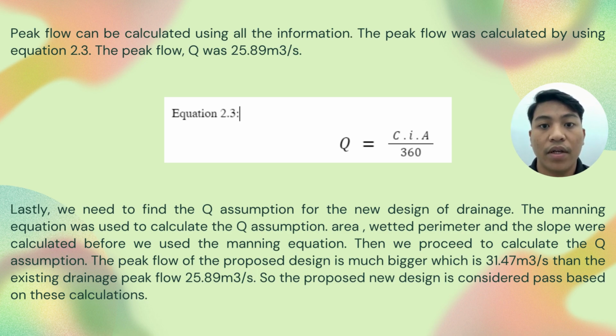Lastly, we need to find the Q assumption for the new design of drainage. The Manning equation was used to calculate the Q assumption. Area, wetted perimeter, and the slope were calculated before we used the Manning equation. Then we proceeded to calculate the Q assumption. The peak flow of the proposed design is much bigger, which is 31.47 cubic meters per second, than the existing drainage peak flow of 25.89 cubic meters per second. So the proposed new design is considered a pass based on these calculations.